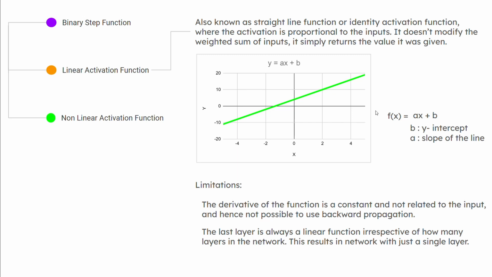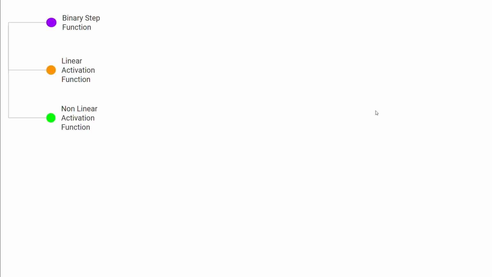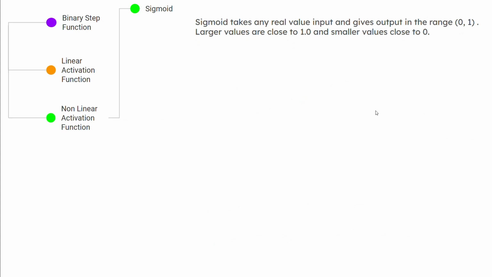So after linear, we go to the next. So next we have the non-linear activation function. In the non-linear activation function, sigmoid comes first. In the sigmoid, what it does is it will take the input and then give the output in the range 0 to 1. Okay, larger values are close to 1 and the smaller values close to 0.